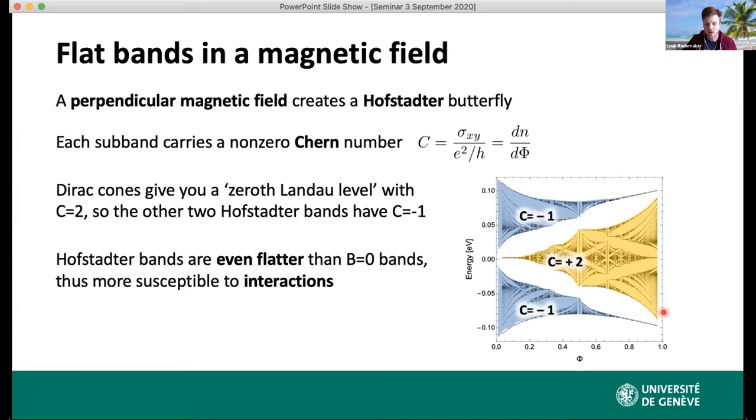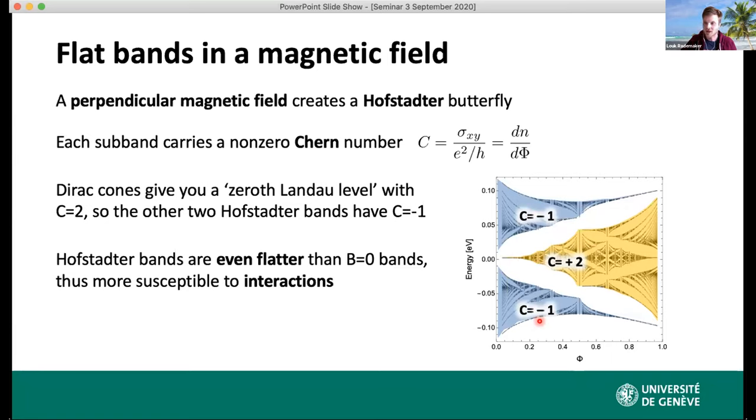To visualize this in this butterfly, here in the middle, all these bands together can be viewed as one big Chern number two band, which is also something you know in regular graphene-based systems. Anytime you have two Dirac cones and put a magnetic field, you have a so-called zeroth Landau level, which carries a Chern number two. But because the whole flat bands are Chern neutral, they carry Chern number zero, the flat bands are split into three subbands. The middle one has Chern number two, which is a direct consequence of having Dirac cones, and the other two have Chern number minus one.